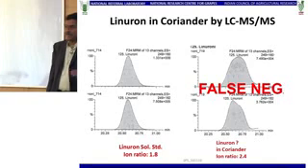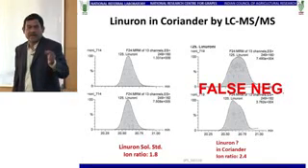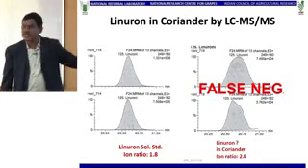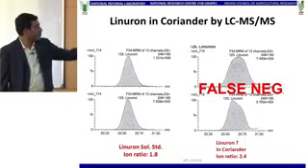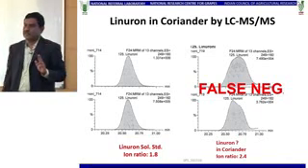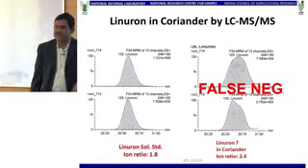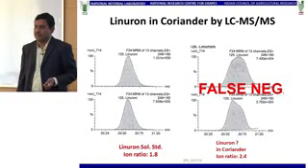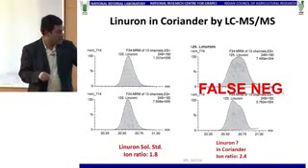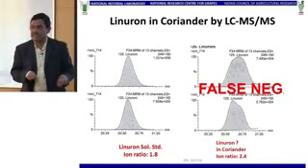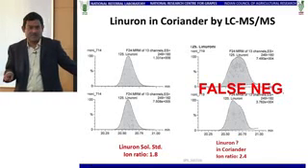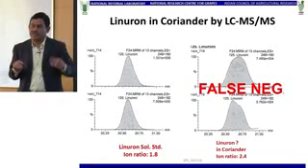Now take an extract of coriander, and you find that both the signals are available. Both the signals of linuron are present. But if you calculate the ion ratio, it is 2.4. So now you need to check whether 2.4 is within plus minus 30% of 1.8 or not. If it is not, then it's a false signal.